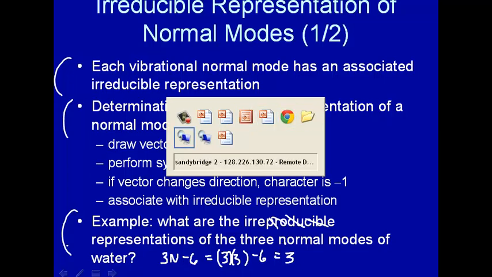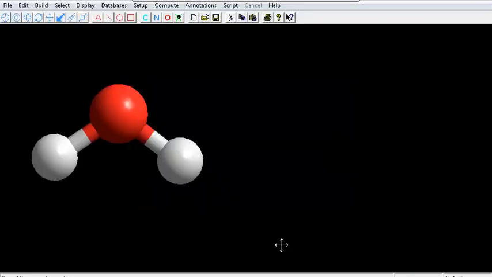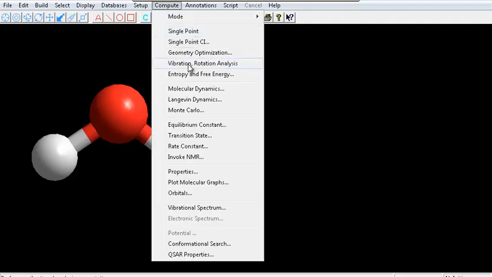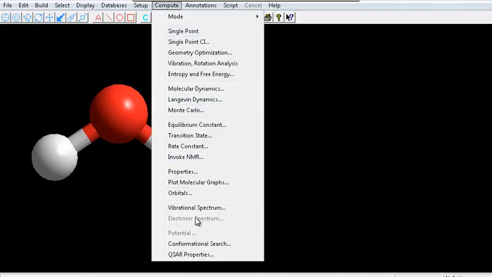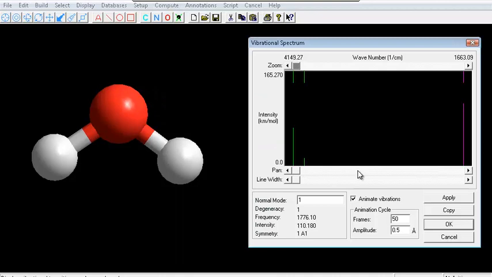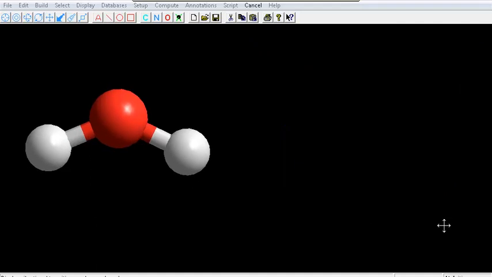Well, let's look at the normal modes. Here I have a computational chemistry program, HyperChem, and HyperChem will compute the normal modes. So let's do this. It's calculating. It's done. Now let's look at the normal modes. HyperChem labels these 1, 2, and 3, and it gives you the IR spectrum 1, 2, and 3. All right, let's look at normal mode 1. Okay, there is normal mode 1.